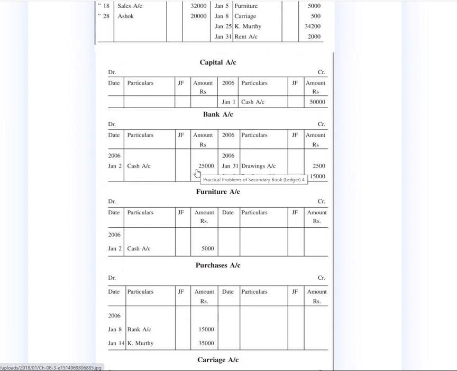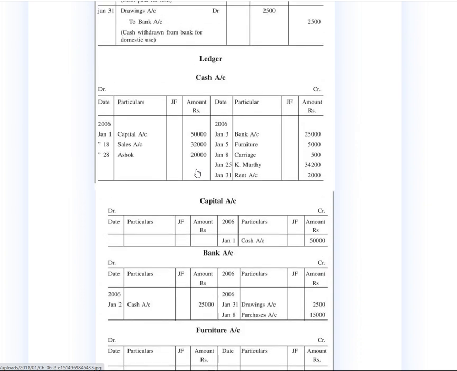Now opposite of that, cash account credited by bank account on January 3rd, 25,000. Yes, you are understanding now? Whatever the transactions relating to cash, debit or credit, everything will come and sit in this one particular T account, that is ledger account, cash account.